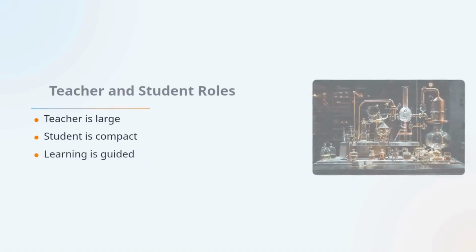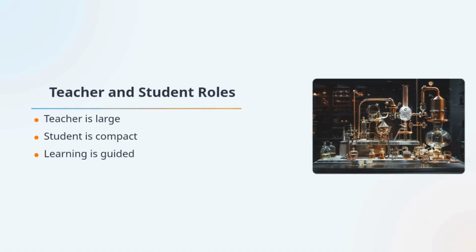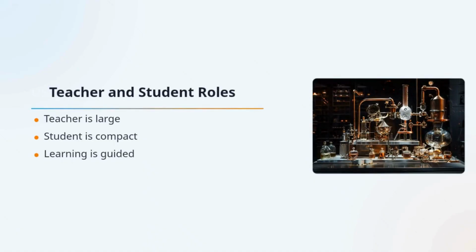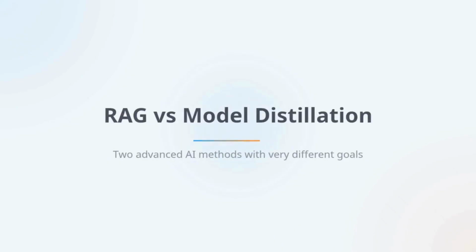In distillation, the teacher model is usually accurate and powerful, but costly to run. The student model is designed to be smaller and faster. Instead of learning only from labeled data, the student also learns from the teacher's behavior, which gives richer guidance. Now let us look at this in a simple table format. RAG vs model distillation. Two advanced AI methods with very different goals.